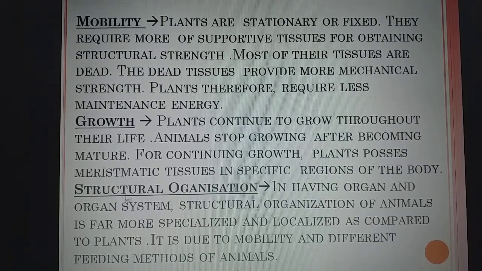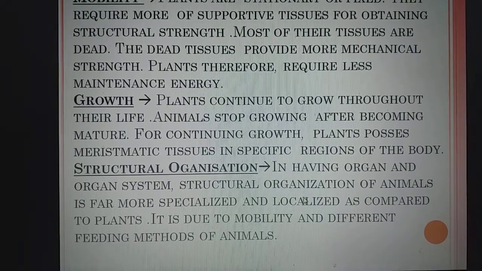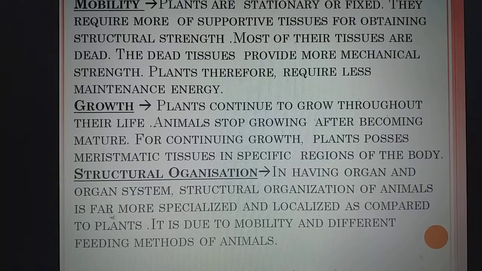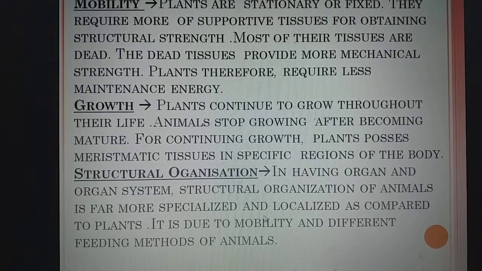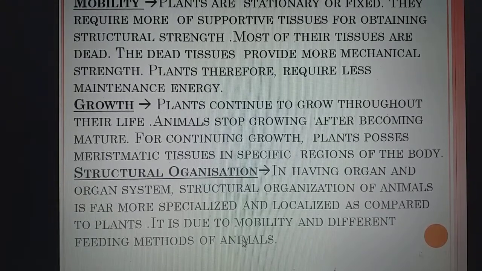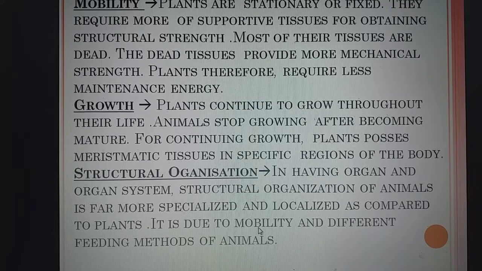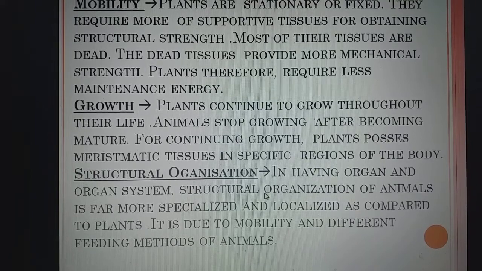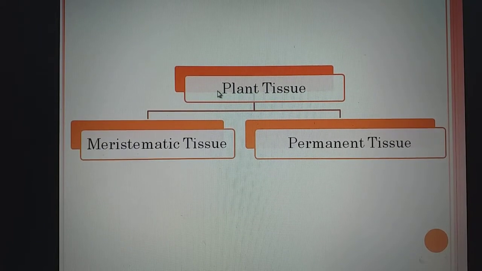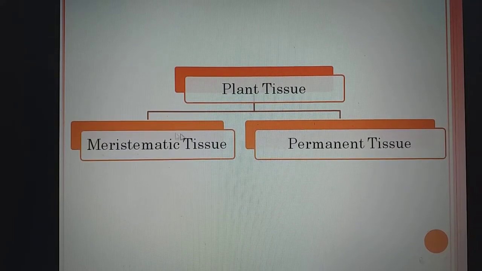Okay. Next is structural organization. In having organs and organ systems, the structural organization of animals is far more specialized and localized as compared to plants. It is due to the mobility and different feeding methods of animals. As animals can move, they have a different level of organization. Now, plant tissue. Plant tissue is divided into two parts.